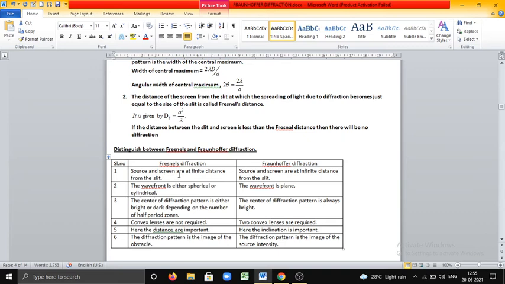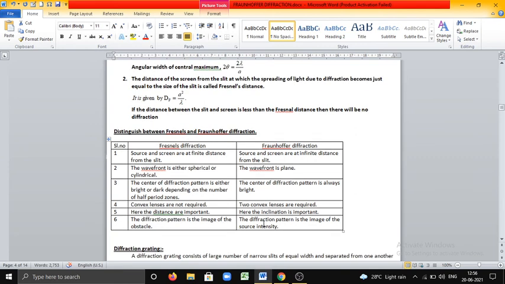The wavefront is either spherical or cylindrical in case of Fresnel, whereas in case of Fraunhofer the wavefront is plane. At the center, in case of Fresnel diffraction, it may be bright or dark depending upon the number of half-period zones. Whereas in case of Fraunhofer diffraction, the center of diffraction is always bright. In case of Fresnel diffraction, no convex lenses are used, whereas in case of Fraunhofer, two convex lenses are used.